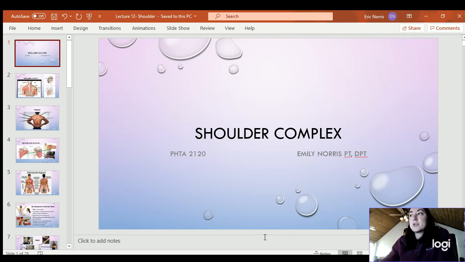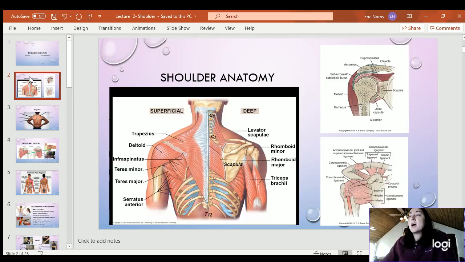We're going to get started on our shoulder lecture about the shoulder complex. So our shoulder anatomy, we have some superficial muscles that we will go over feeling in class. The trapezius, of course, has the 3 parts. Our deltoid has several parts. Teres minor and major, serratus anterior, somewhat below, but you can feel it even from a superficial level. And then our deep muscles, our levator scapulae, our rhomboids, are underneath those layers of tissue.